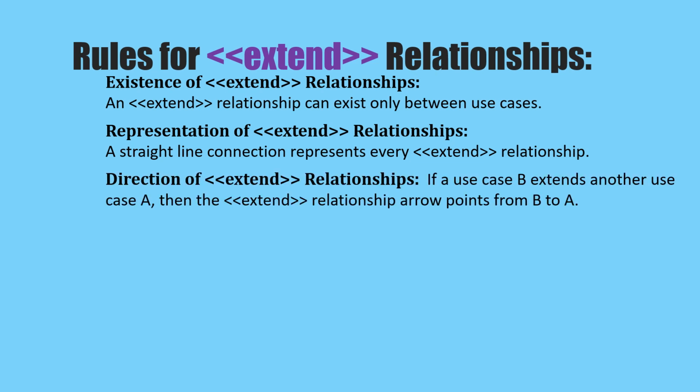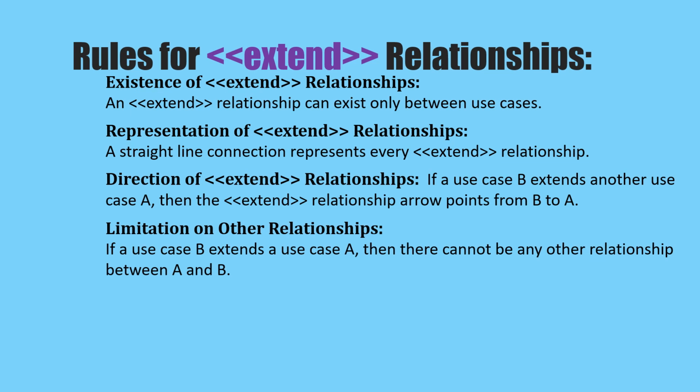Transitivity of extend relationship: if a use case C extends use case B, and if B extends another use case A, then technically C extends A. However, the connection between A and C is not in the diagram. These rules ensure coherence and consistency in representing extend relationships within a use case diagram, facilitating effective communication and understanding among stakeholders.